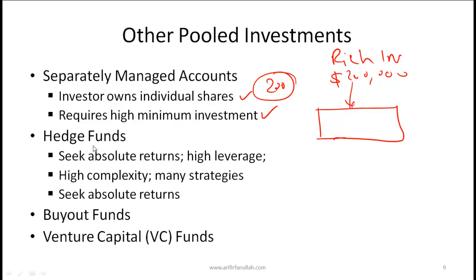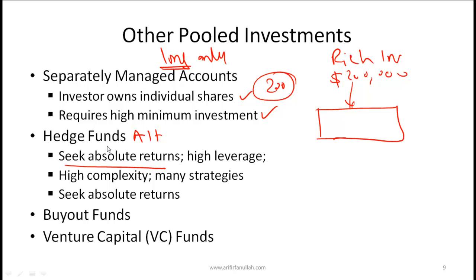Hedge funds, so again much more detail on this when we do alternative investments, but hedge funds basically seek absolute returns. So the core point being that most mutual funds and separately managed accounts are long only, which means that investments here are made where you buy a stock. Long means buying something. So when you are buying stocks and bonds, then you can only make money when the stock market is going up or the bond market is going up.